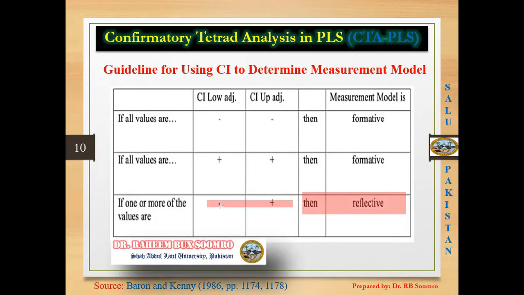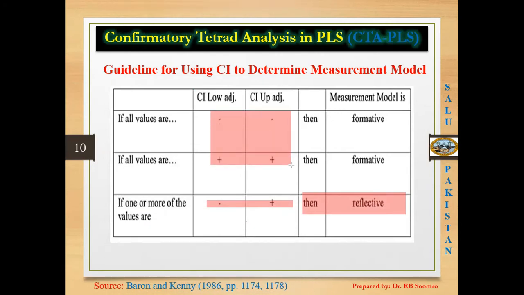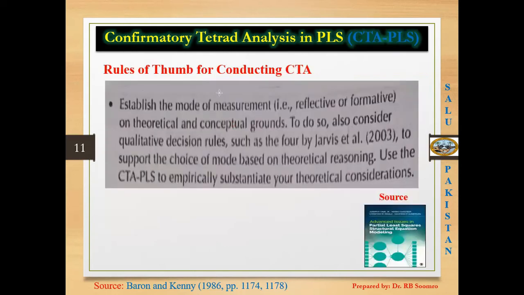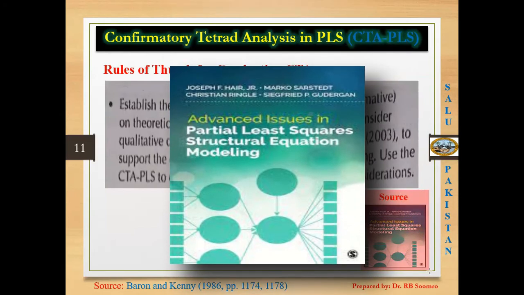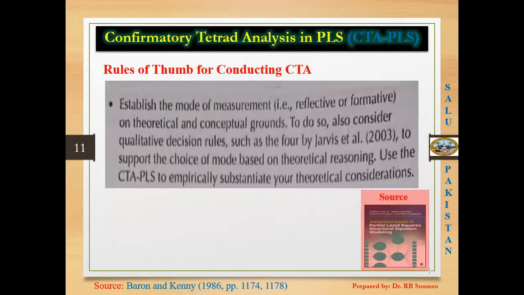So if one is negative and the other is positive, then you are sure that there will be a zero. In the other case, there may not be any zero. So whenever there is no zero, it is formative; whenever there is a zero, it means that it is reflective. That you must know about this. These are the other rules of thumb for conducting the confirmatory tetrad analysis. I have extracted all these from the book Advanced Issues in Partial Least Squares Structural Equation Modeling, borrowed from this book.